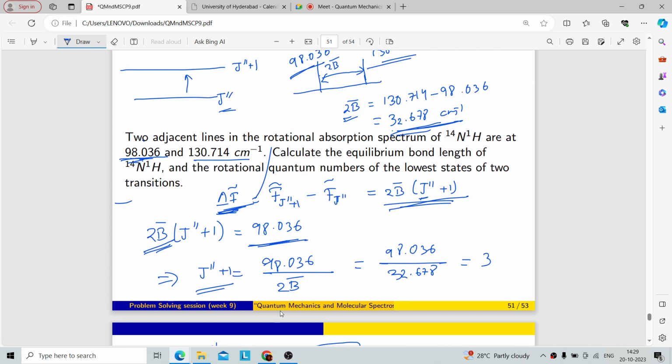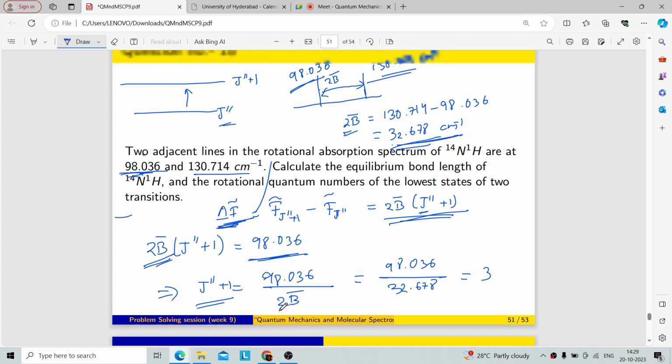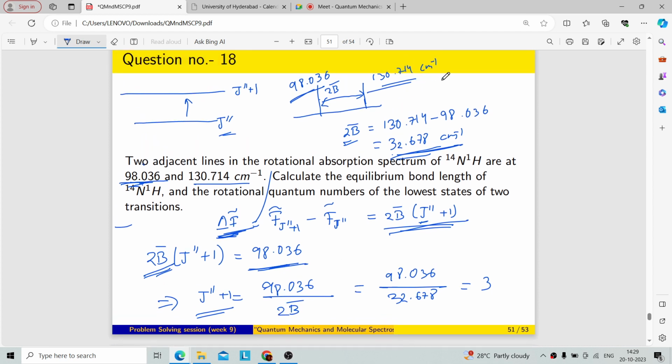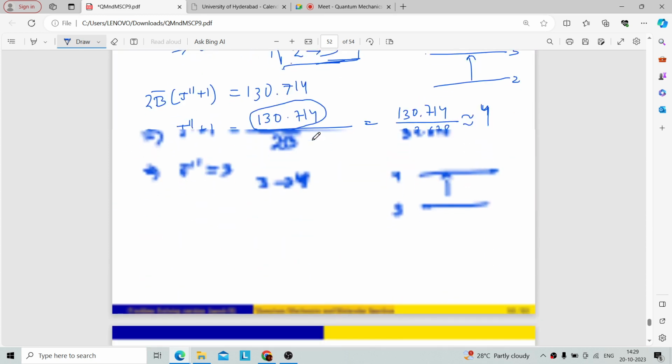Now, what we have to calculate? We have to calculate the equilibrium bond length of this NH molecule. We need to calculate the equilibrium bond length. So what is given? V bar is given.